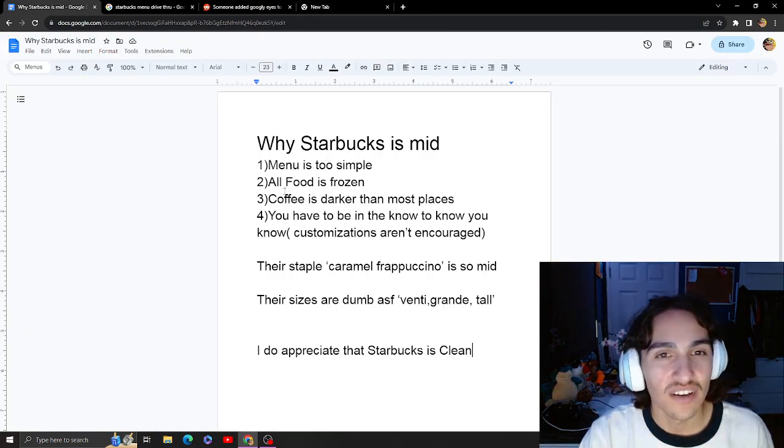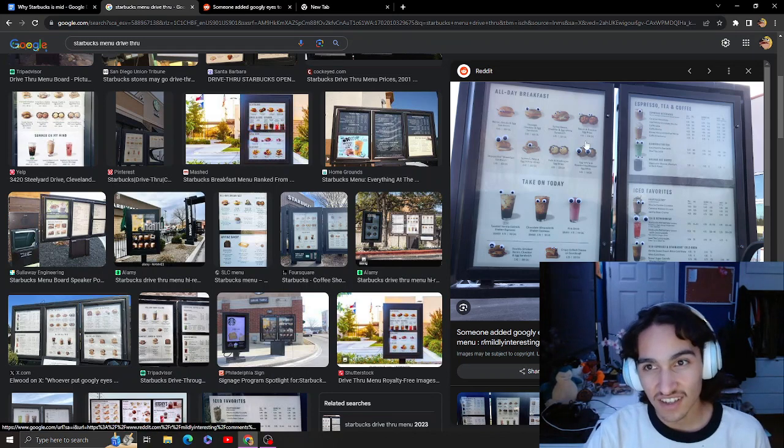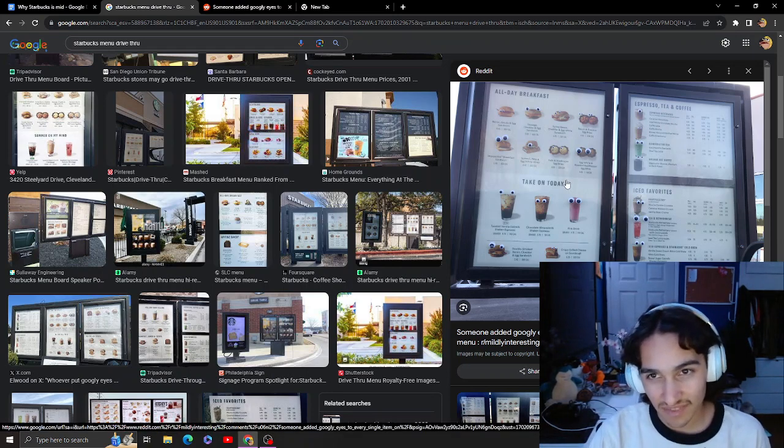number two, all food is frozen. All of this is frozen. They just throw it in the oven or in the microwave. All of it's frozen.